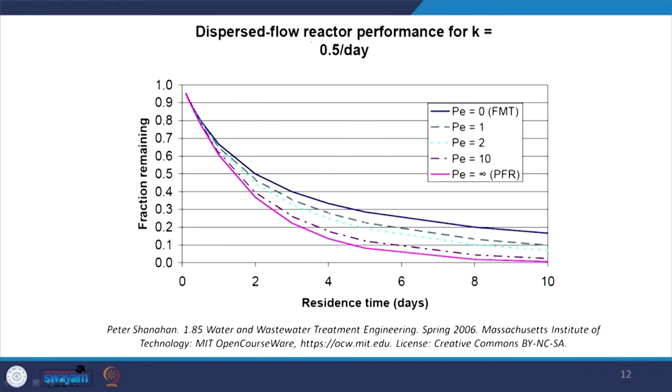Dispersed flow reactor performance for k equal to 0.5 day inverse. So, if the Peclet number is high, what will it look like? Plug flow reactor. So, that is what we have out here. As we keep decreasing the Peclet number, what did we say? It was more or less advection. What is advection now?